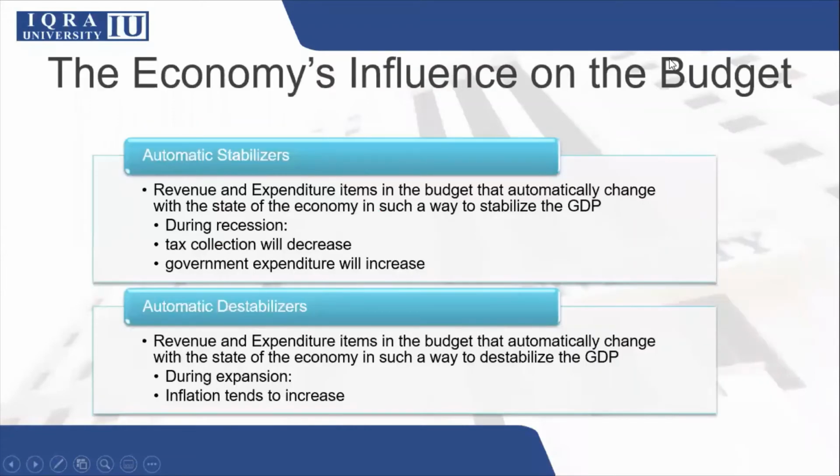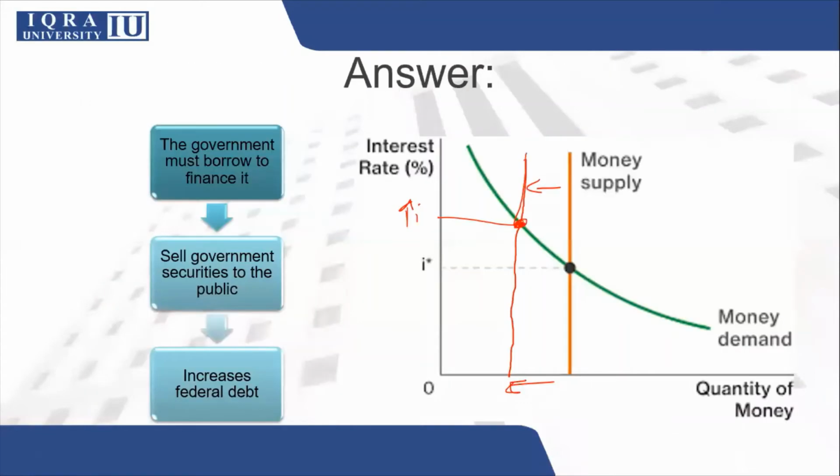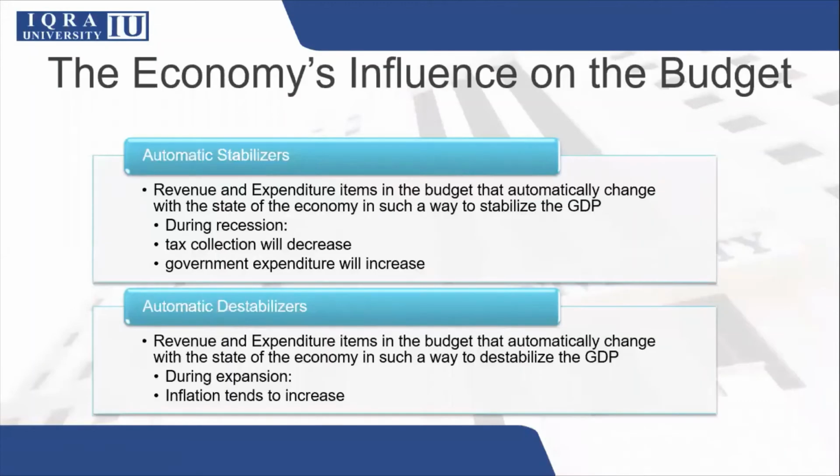Now, moving ahead, this is something that the government is doing deliberately, but sometimes the economy itself has an influence on the budget, and the government themselves are not deciding at that point to increase the revenue or to decrease their expenses. It's just happening automatically. So basically your budget is not that much under control all the time. For example, automatic stabilizers are revenue and expenditure items in the budget that automatically change with the state of the economy in such a way to stabilize the GDP.